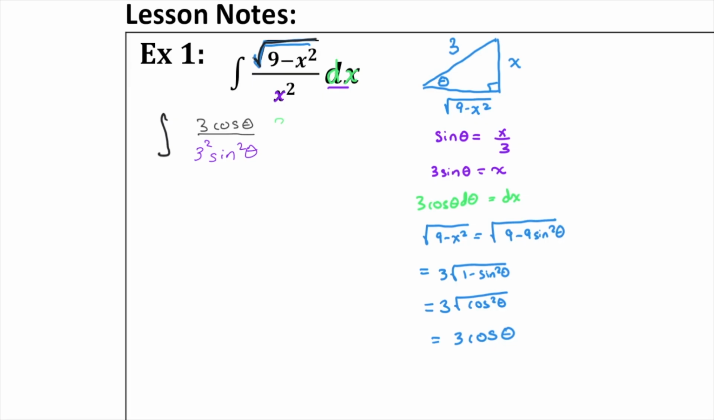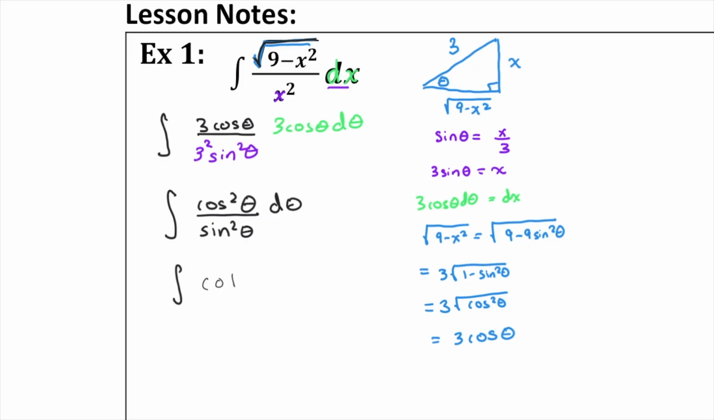dx is replaced with 3 cosine theta d theta. Simplify. What do we have now? We have the integral of cosine squared theta divided by sine squared theta d theta. Next, rewrite your problem as the cotangent squared theta.